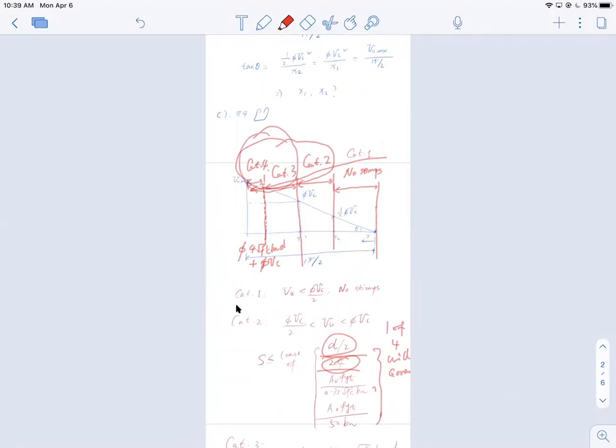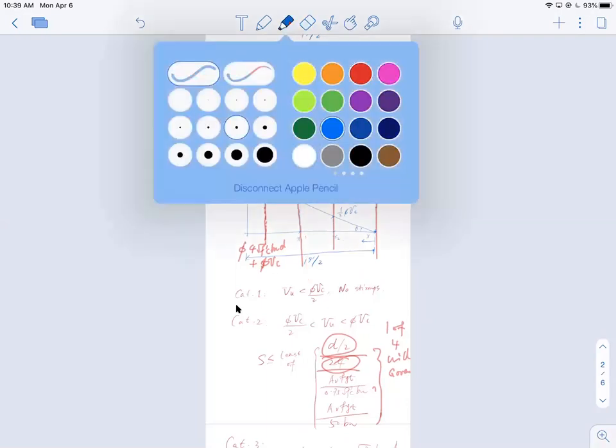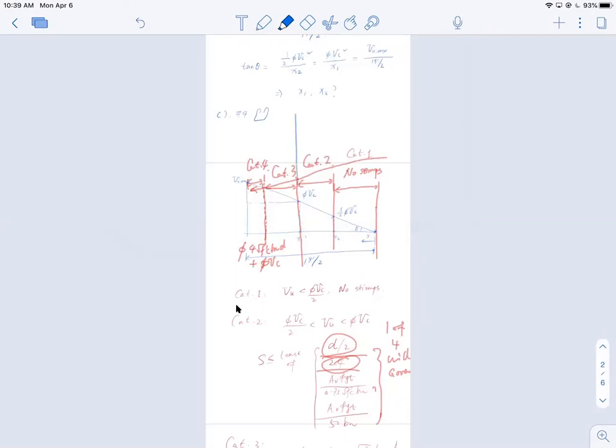That means I can provide two stirrup spacings. Normally, let me clean this up and use a different color so you can see it. Normally you can design two spacings. This is spacing 1 region, and this is spacing 2 region. This is what you will end up with. And here, no stirrups.